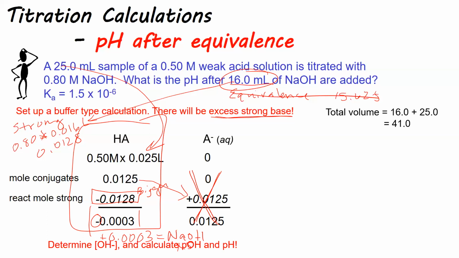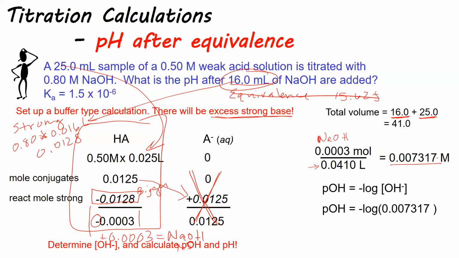So I need the total volume. So the sample plus the amount of base added is 41 mL. So I'm going to take my moles of sodium hydroxide and divide by my total liters and get my concentration of sodium hydroxide. So the pOH is the negative log of that hydroxide concentration of 0.007317. And the pOH is equal to 2.136. And if I subtract from 14, I get 11.86.